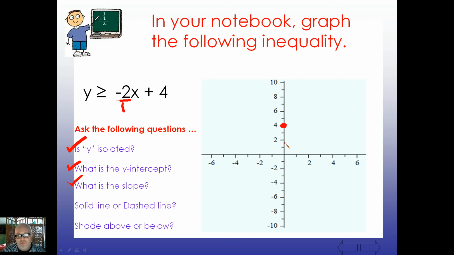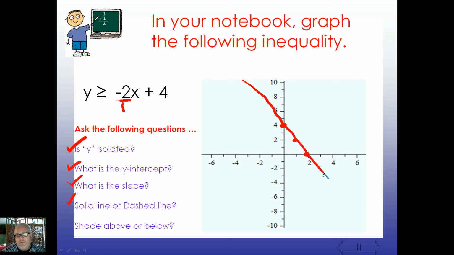So I'm going to go down 2 over 1, down 1, 2 over 1. Okay? Now, before I draw this line, I need to determine, is it going to be a solid line or dashed line? So we look right here. That, to me, looks like a solid line because it has the less than or equal to in it. So I'm going to have a solid line that goes down like this.